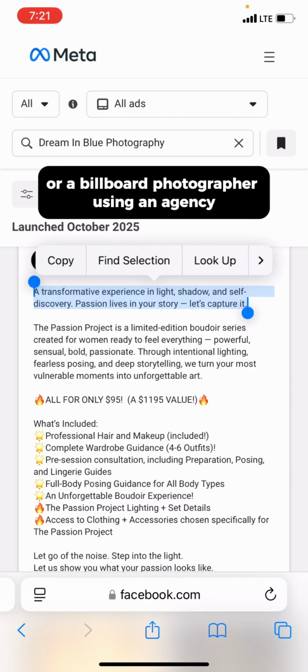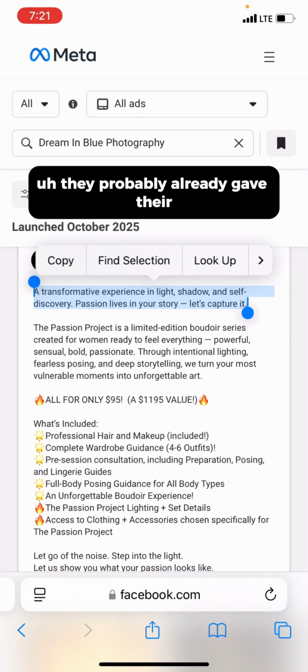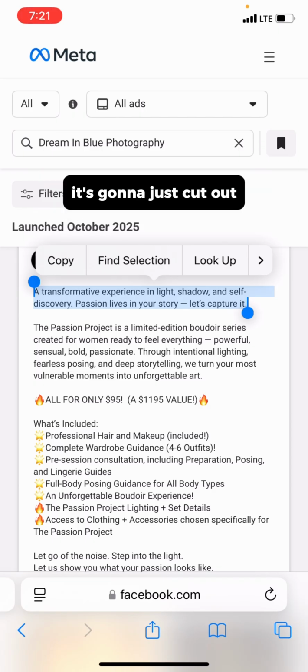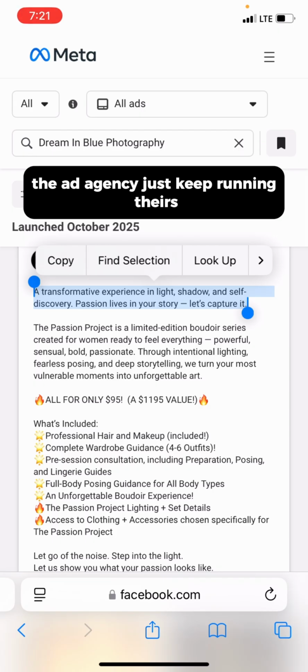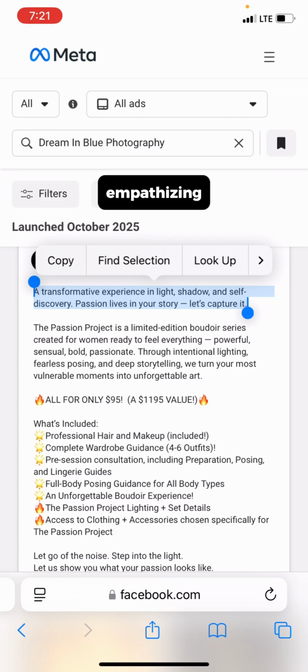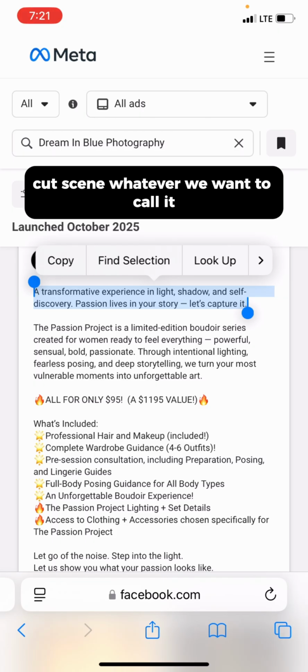Or a boudoir photographer using an agency, stress paying them a ton of money every month. They probably already gave them their best ads. So their best ads are probably already in the ad account. So going to just cut out the ad agency, just keep running theirs, because they're just refreshing creative of the most recent ads, because we're just still getting worse and worse results over time. So that was a little bit of writing the movie scene, empathizing. A little bit of the reality TV cutscene, whatever we want to call it.